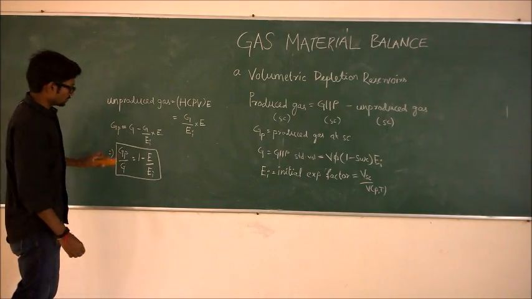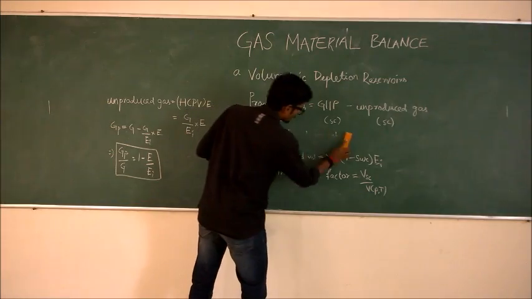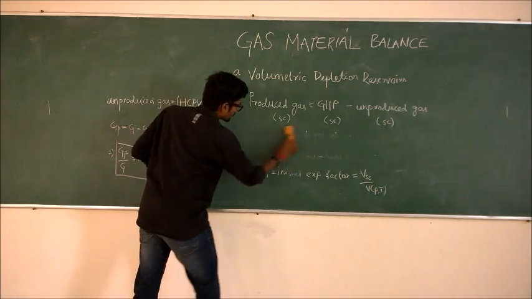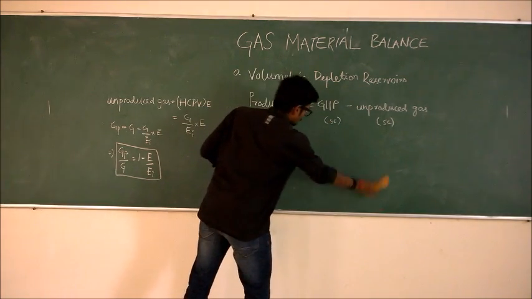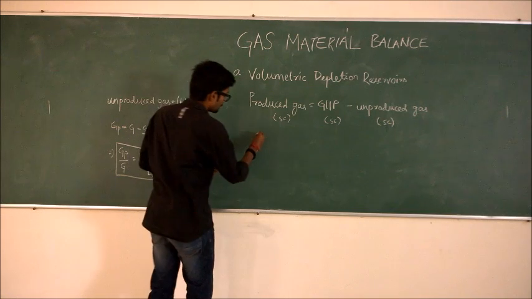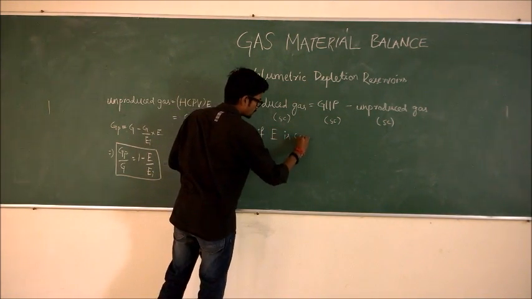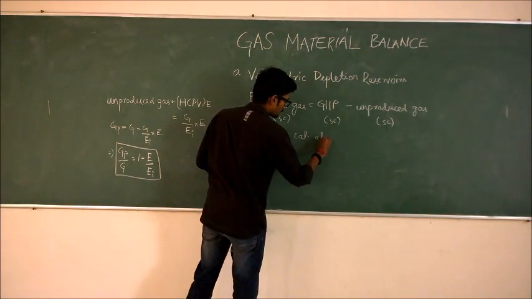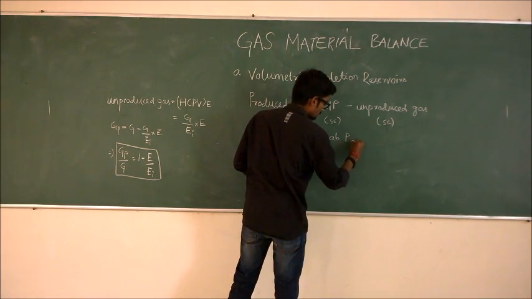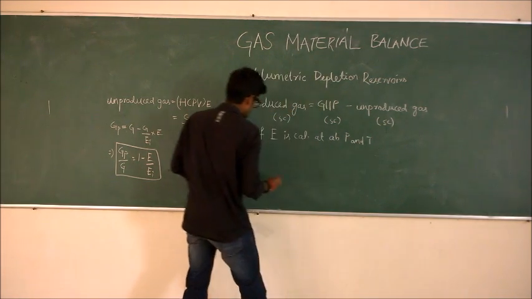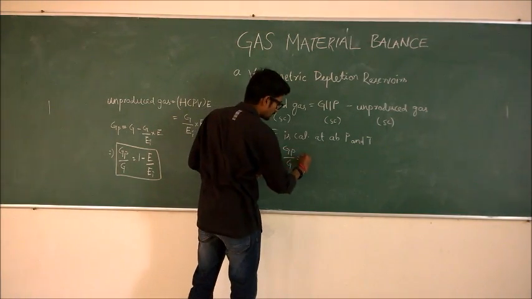Now if E is calculated at abandonment pressure and temperature, Gp by G will give us the ultimate recovery.